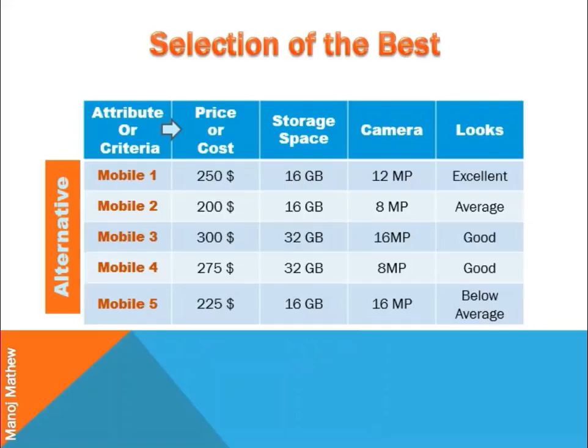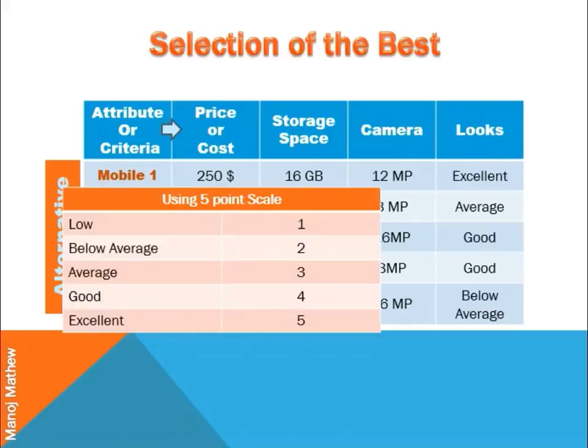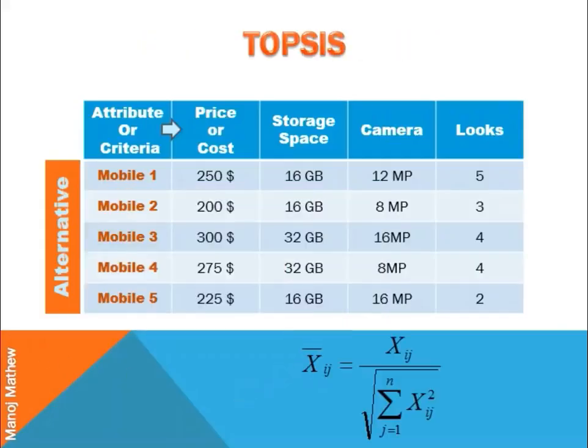Now, we were dealing with the situation of selecting the best mobile phone out of all available 5 alternatives based on 4 criteria, that is price, storage space, camera and looks. I converted the linguistic terms used in looks using this 5-point scale. Excellent was given 5 points and low was given 1 point. Now the values were substituted.